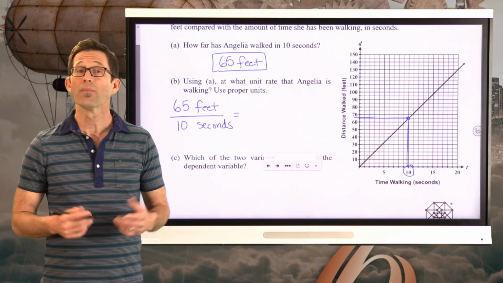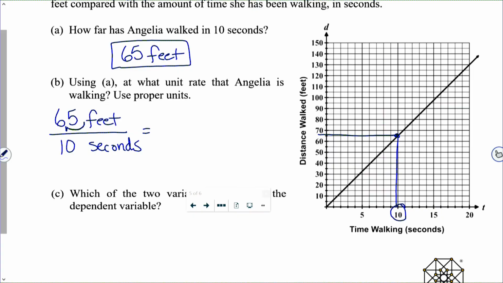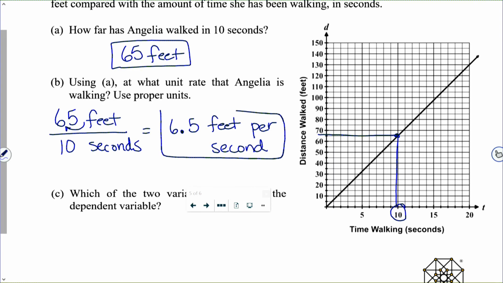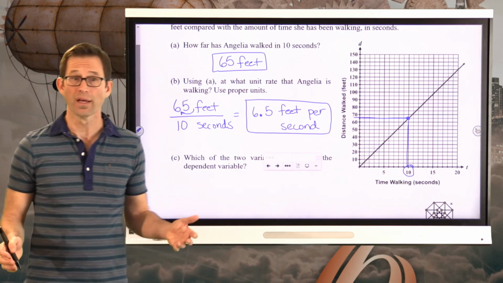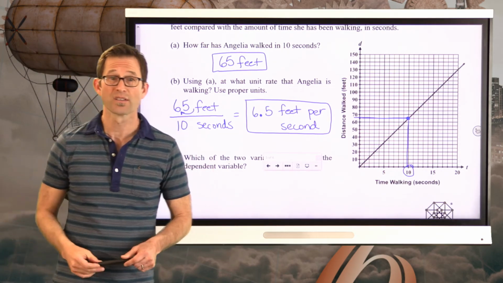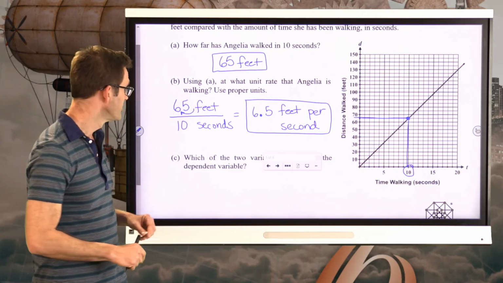All right, well, when you divide by 10, you can simply move the decimal point 1 unit to the left, and we'll get 6.5 feet per second. 6.5 feet per second. That's your speed. That's a brisk walk, 6.5 feet per second. It's a few more than 2 yards per second.